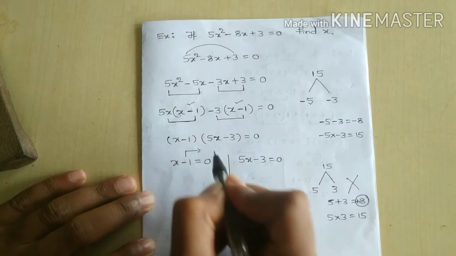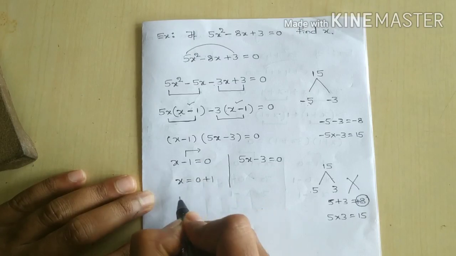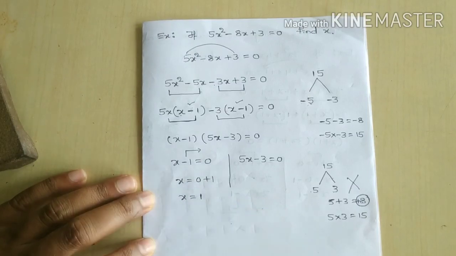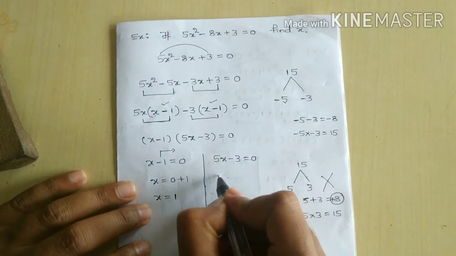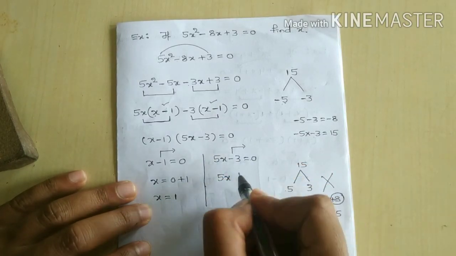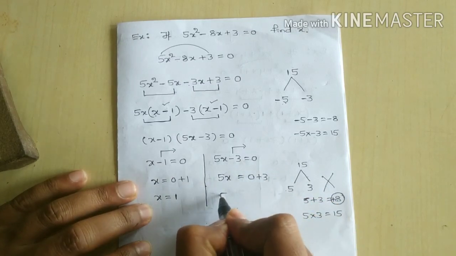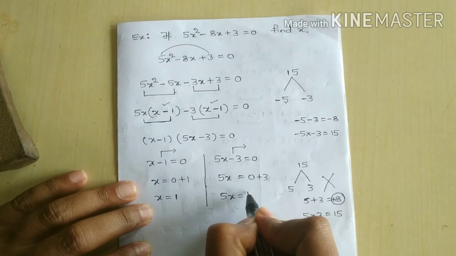Shift minus 1 to the right hand side. Therefore x equals 0 plus 1. Therefore x equals plus 1. Here 5x, I am going to keep it as it is. I am going to shift minus 3 to the right hand side. So 0 minus 3 becomes what here? Plus 3. Therefore 5x equals 0 plus 3, which is 3.